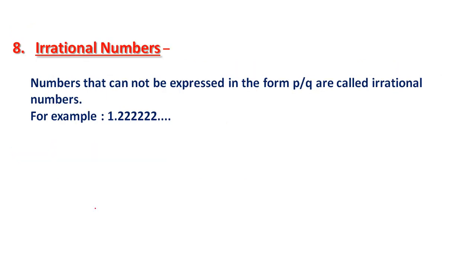What is an irrational number? The numbers that cannot be expressed in the form p upon q are called irrational numbers. For example, 1.222, and it just goes on, and this can also be written as 1.2 bar, right?